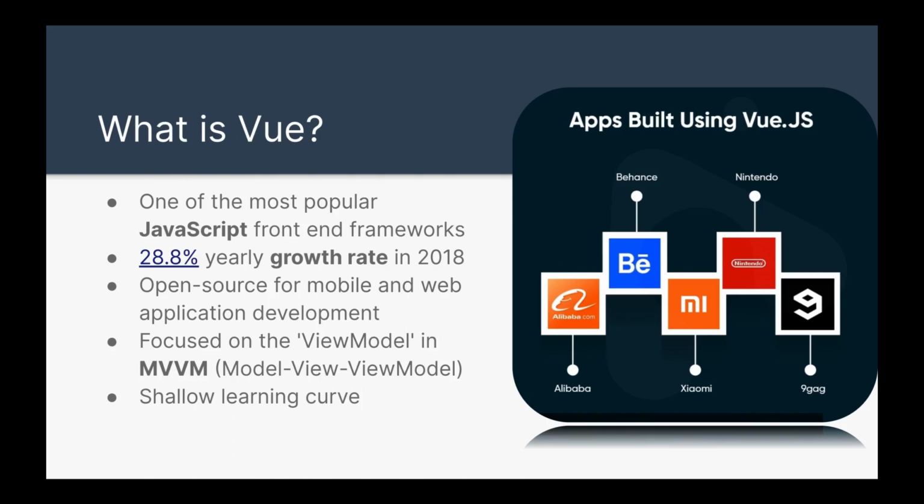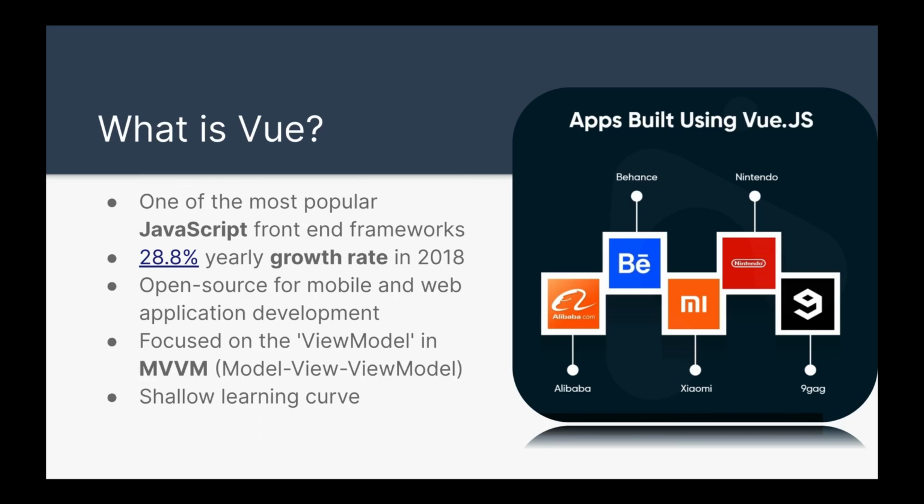So, what is Vue.js? It is one of the most popular JavaScript front-end frameworks, basically for building UI, user interfaces. It has a growth rate of 28.8%, almost 30% yearly growth since 2018. It also is an open source project for mobile and web development. And it really is focused on the view model and the model-view-viewmodel type. It also has a very shallow learning curve, which makes it useful for beginners, which we'll explore in later stages of the presentation.